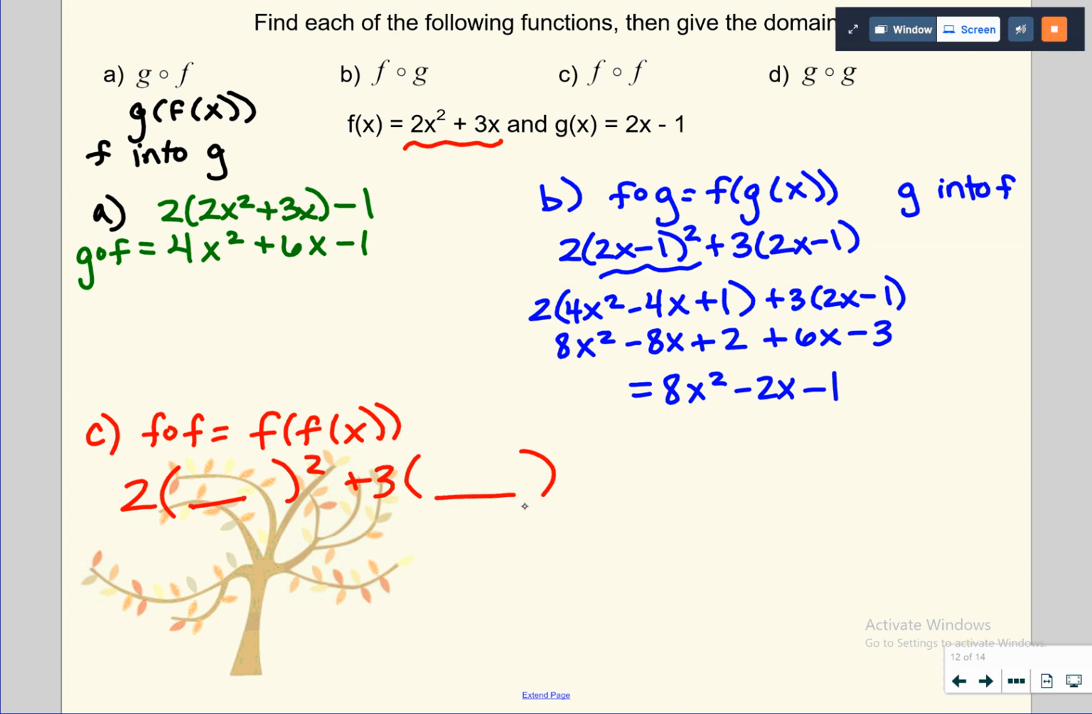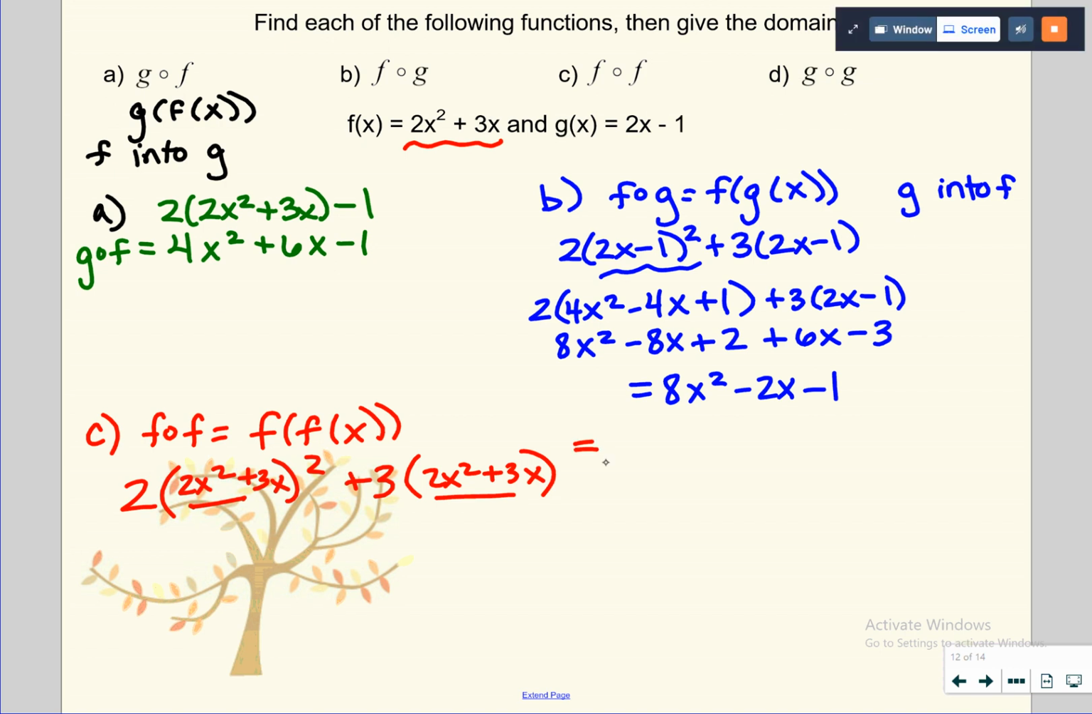Wherever there's an x, what are we plugging in? We're plugging f into f. So I put all of function f in those parentheses. So it's going to be inside itself. 2x squared plus 3x, 2x squared plus 3x. Okay, so I took out the variables and I put the whole function in that spot. And then we simplify, and it's going to simplify really similar to part B now.